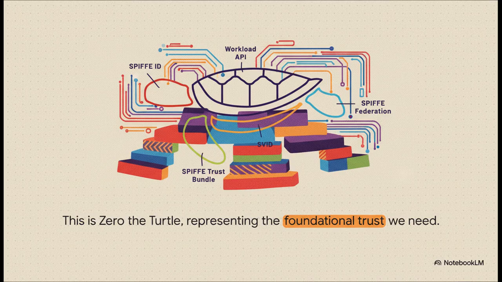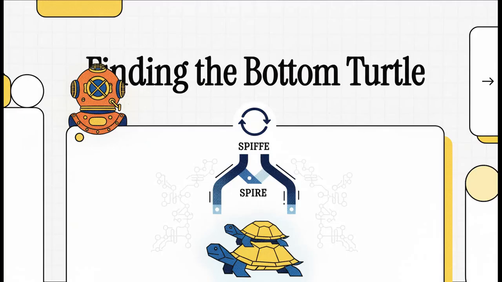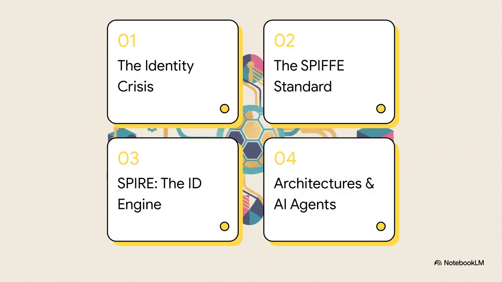And for our story today, our hero is this little guy, Zero the turtle. Zero represents that trustworthy base that we're going to build everything on top of. And that is exactly what we're going to do today. We're on a quest to find that bottom turtle. And we're going to do it by taking a deep dive into two really transformative open source projects, SPIFFE and SPIRE.